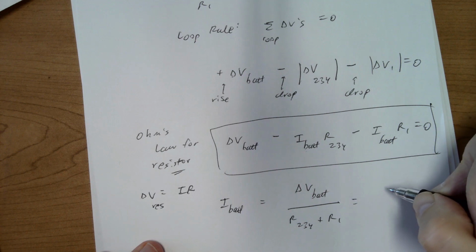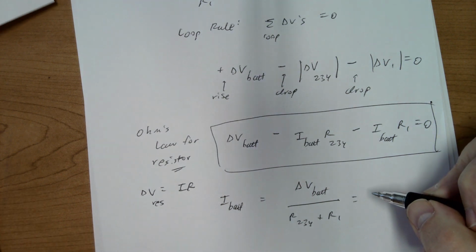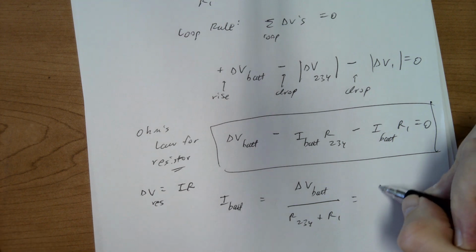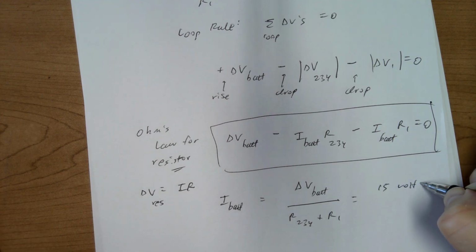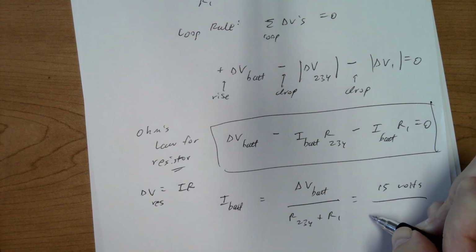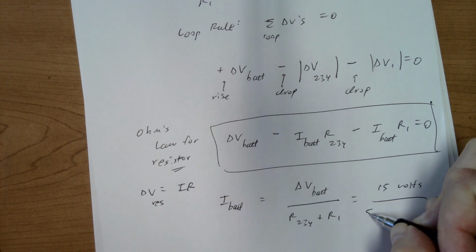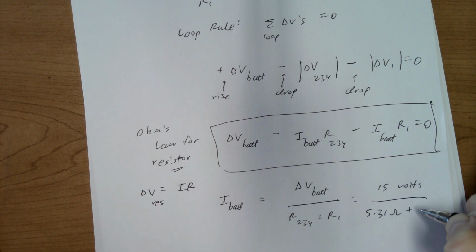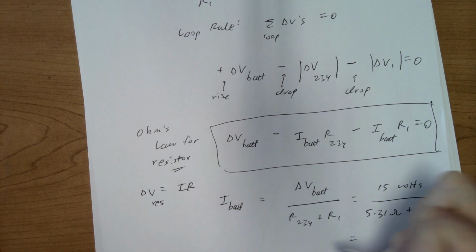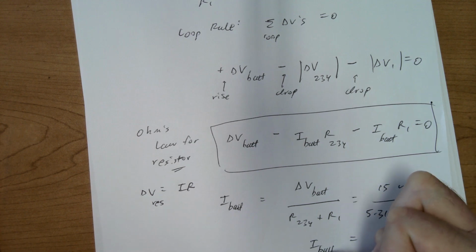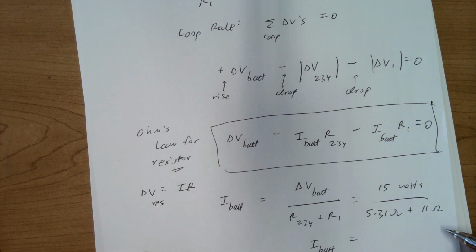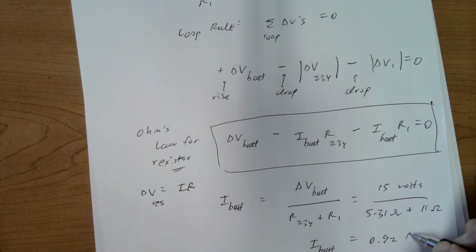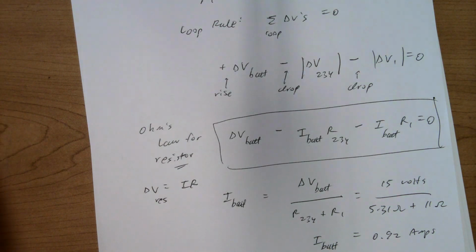And put that in. Delta V bat, we decided, was 15 volts in this problem. R234 we have calculated to be 5.31 ohms. R1 is known to be 11 ohms. Therefore, I bat, let's see, comes out to be 0.92 amps. Alright, so I can put that in my table now.